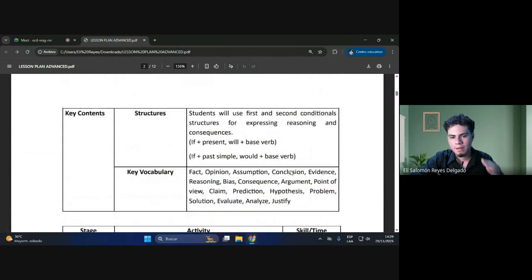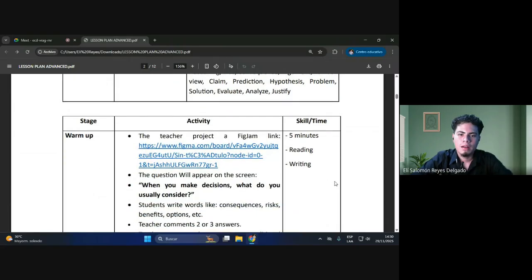On the other hand, we have key vocabulary. We have some words like fact, opinion, assumption, conclusion, evidence, reasoning, consequence, argument, point of view, claim, prediction, hypothesis, problem, solution, evaluate, analyze, justify, etc. Now we have the stage, the activity, the skill, and the time.